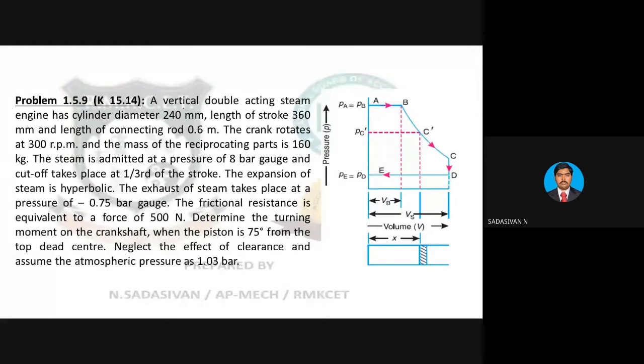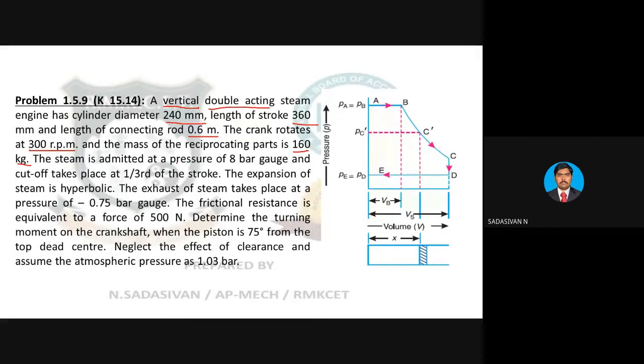Please note this vertical. Vertical means the weight will come into the formula. Piston effort. Okay, a double acting steam engine has a cylinder diameter capital D of 240. Length of stroke capital L is 360. Connecting rod length small l is 0.6 meter. Crank rotates at N equal to 300 RPM, and the mass of the reciprocating parts is 160 kilogram, m_R.